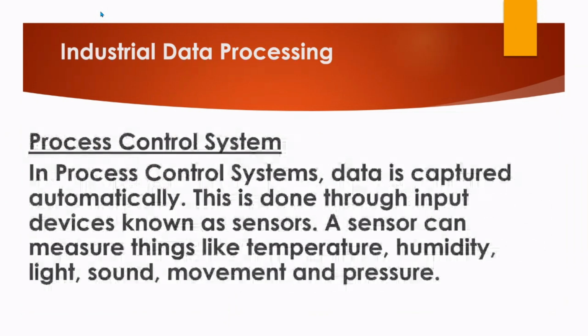The second type is the process control system. In process control systems, data is captured automatically. This is done through input devices known as sensors. A sensor can measure things like temperature, humidity, light, sound, movement, and pressure.